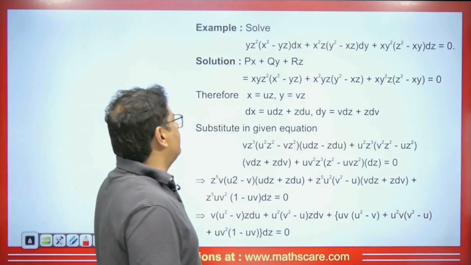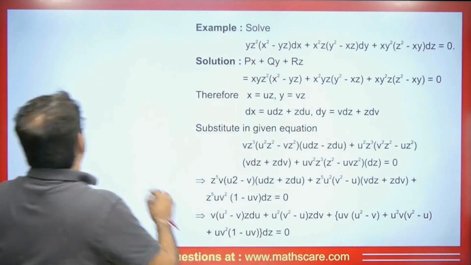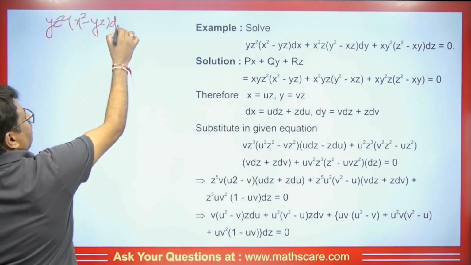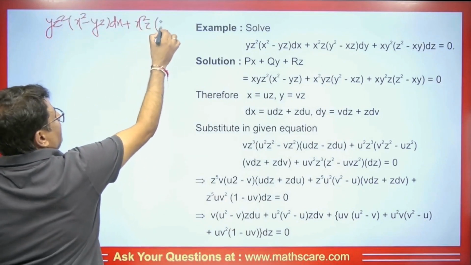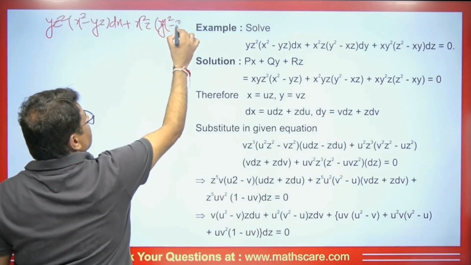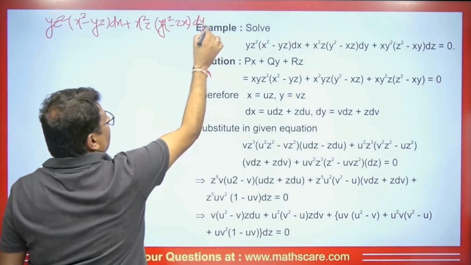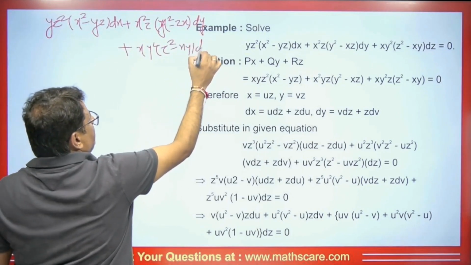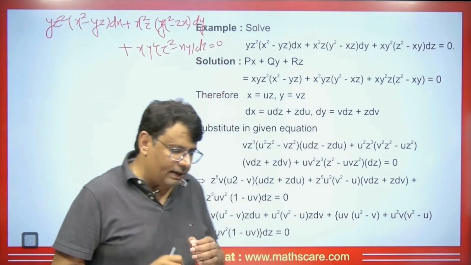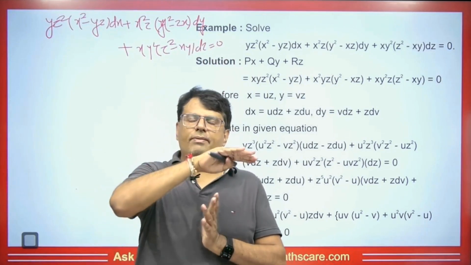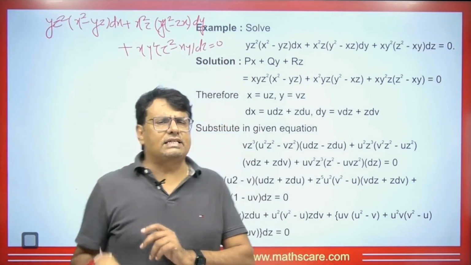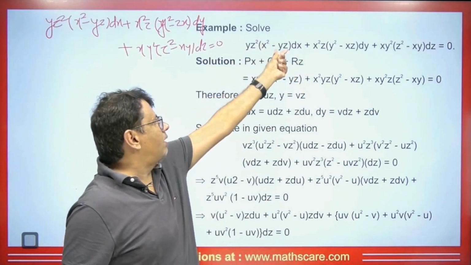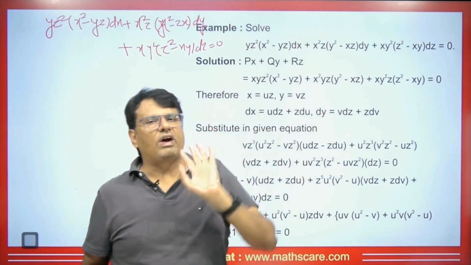Suppose we have an equation given as yz squared (x squared minus yz) dx plus xz squared... (x squared... ) dy plus xy squared (z squared minus xy) dz is equal to 0. First, we need to find out if this is homogeneous or not. The concept of homogeneity is that the degree of all the terms should be the same. Look here, the degree of all of these terms is the same, it is 5. When this is multiplied, it will also be a 5 degree term.